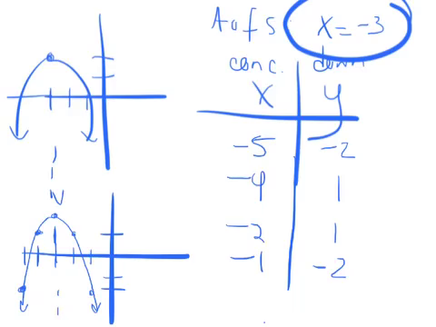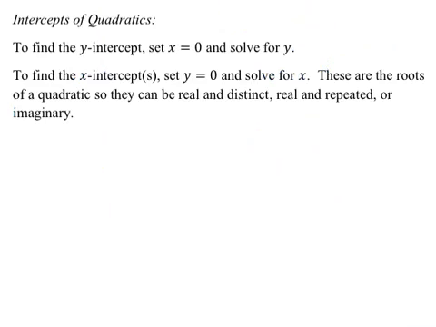On Friday, when you're here, we'll talk about how we can use our intercepts to help us graph these quadratics. So we know the vertex already, and now we can find the intercepts to help us graph it. So remember, if you want to find the y-intercept, just set x equal to 0.